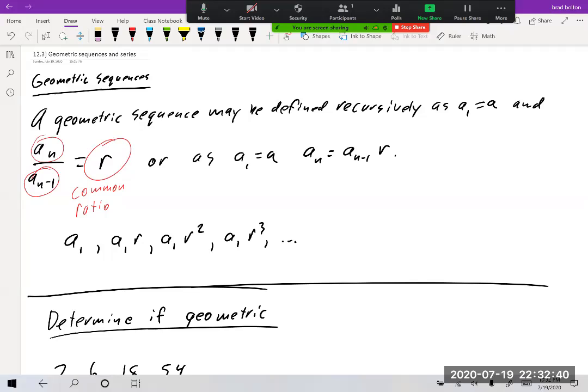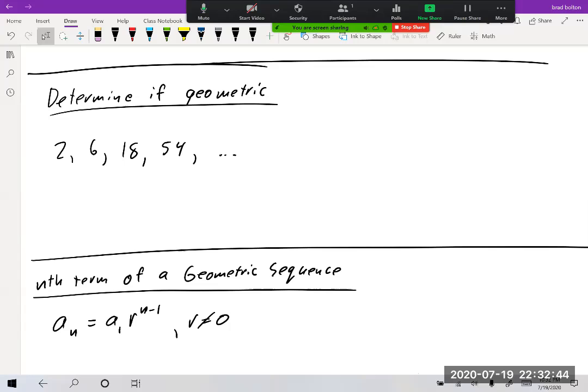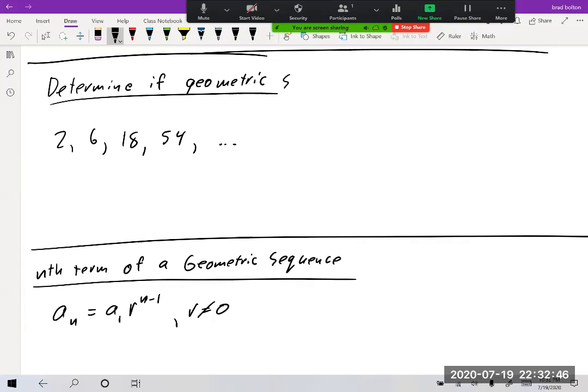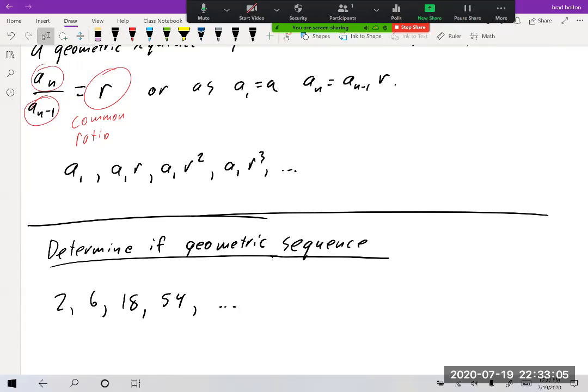So determine if it is a geometric sequence. Sorry, you guys, I'm getting a little ahead of myself. Just trying to get this video in the books. So we have 2, 6, 18, and 54. I want to know if this is a geometric sequence. According to this thinking, all I have to do is see if there's a common ratio.